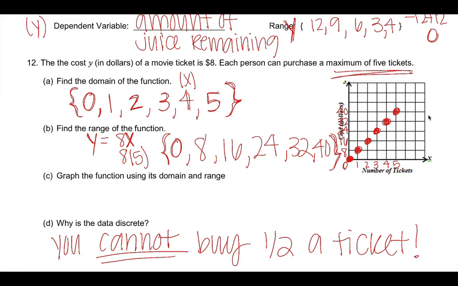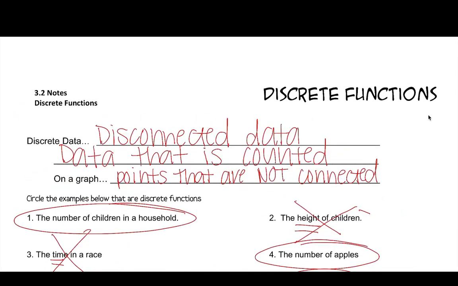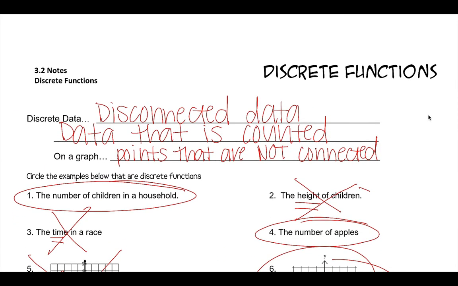So recap, discrete data is disconnected data. They have no connection. Data that is counted. If you can count it, it's discrete. And these are, if you look at it on a graph, points that are not connected. There's no line connecting the graph. So we talked about number of children in a household is discrete data because you can't have half a kid. Number of apples, you can count that. Anything that's measured is not discrete. So height, time, anything like that is continuous, which we'll talk about tomorrow.